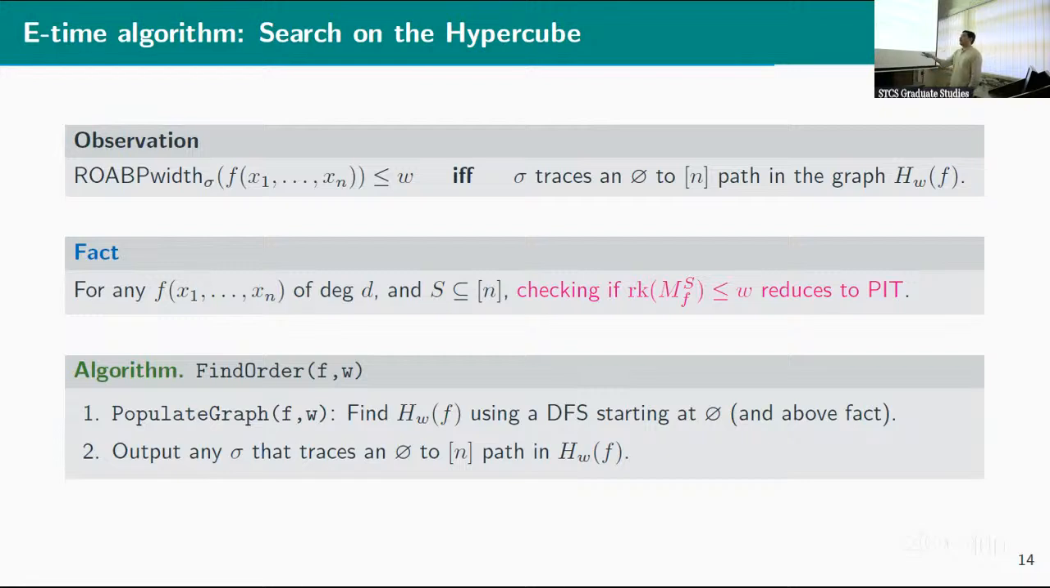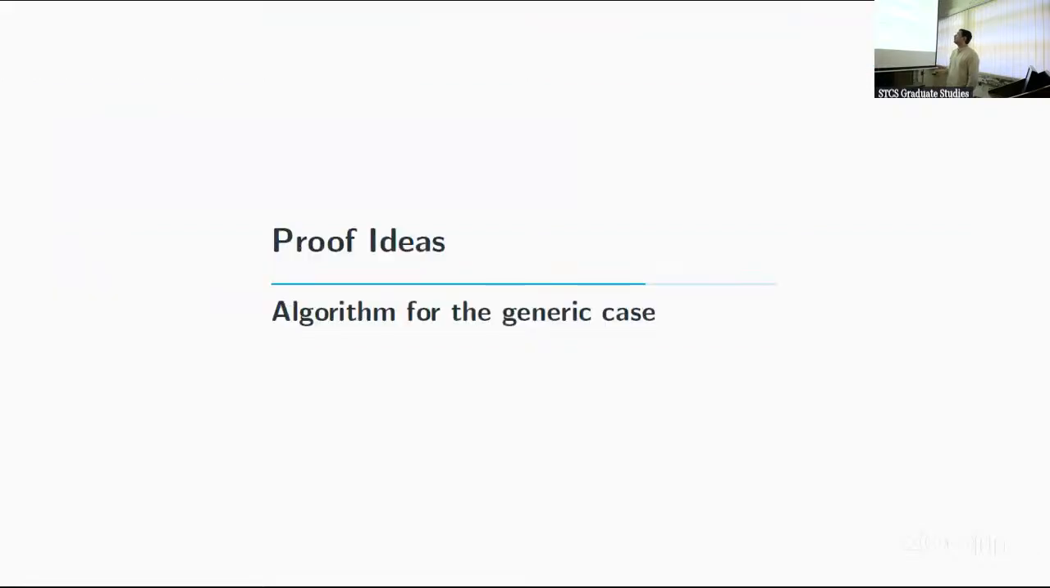Okay, so very little remaining, so let me go over that. So how do you make this up? Why does this run in efficient time in the generic setting?